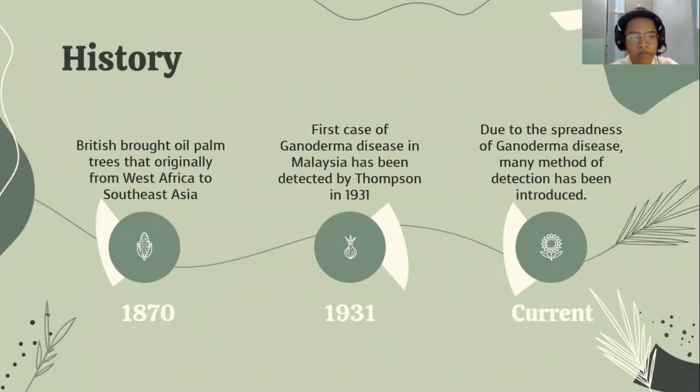Before we go further into the main discussion, we need to know a little bit about the history of Ganoderma disease. In the 1870s, the British brought the oil palm tree to Southeast Asia, including Malaysia and Indonesia. It originally comes from West Africa. Then, in 1931, the first case of Ganoderma disease in Malaysia was recorded, and it was detected by Thomson. Nowadays, due to the spread of Ganoderma disease, many methods of detection have been introduced.